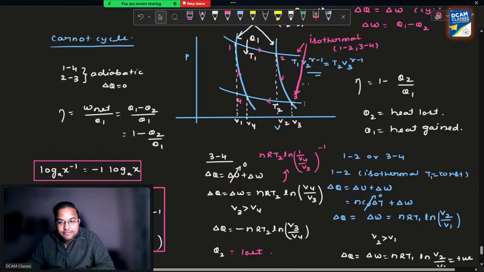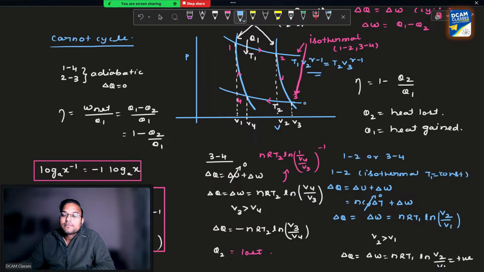Kanisha? Yes, sir. After this, I'll end. Now from 4 to 1, if you go, again you can write from 4 to 1. That is T2 V4 power gamma minus 1 is equal to, at 1, T1 V1 power gamma minus 1.